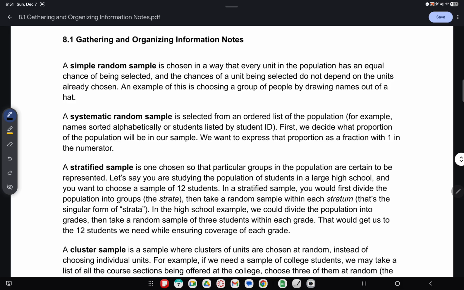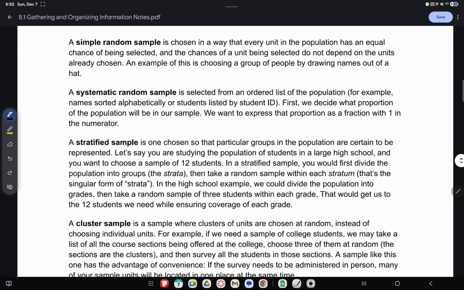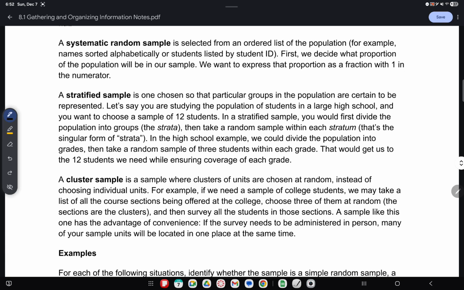So, drawing names out of a hat. I could put everybody's name in the class in a hat, shake it all up, and that's our population. And then me pulling names from a hat to make a group, that's a simple random sample. Right?